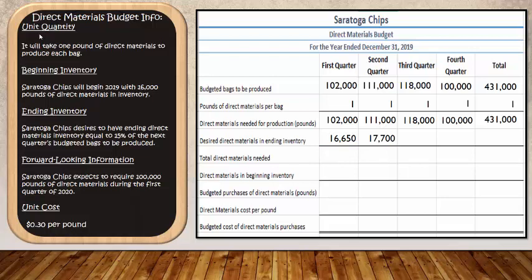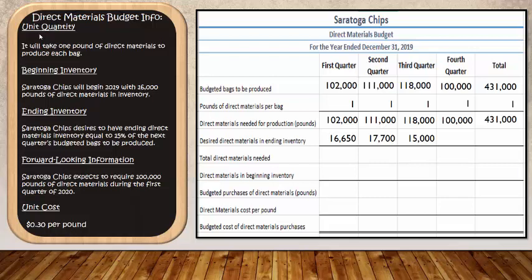We use this same concept all the way throughout. In the second quarter, we're going to take our 118,000 pounds of materials that we need for the third quarter, we multiply it by the 15%, and we find out that Saratoga Chips is going to need 17,700 pounds of potatoes at the end of the second quarter. For the third quarter, we take the fourth quarter's materials needed, which was 100,000 pounds of potatoes.